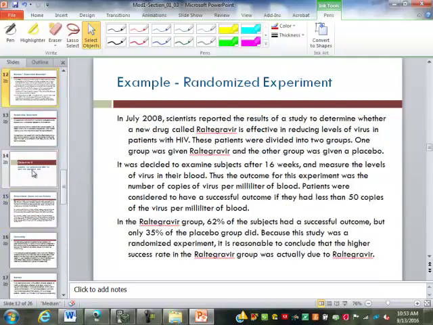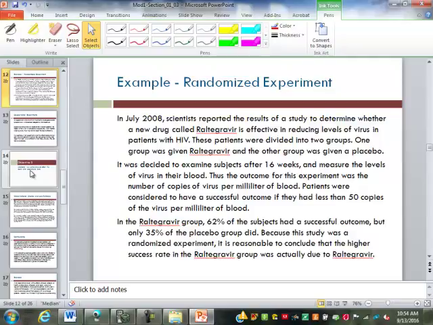So, an example of a randomized experiment. Scientists report the results of a study to determine whether a new drug, I'm not even going to pronounce it, is effective in reducing levels of virus in patients with HIV. These patients were divided into two groups. One was given the new drug and the other was given a placebo.